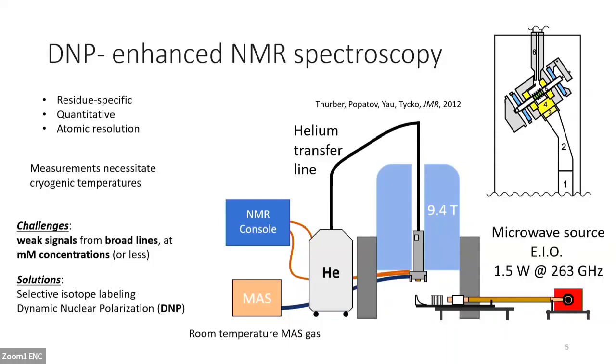So operating at 25 Kelvin offers a couple of big advantages. One advantage is we need less microwave power to achieve efficient DNP, but the really big advantage is that, on top of the enhancement from DNP, we also have a larger Boltzmann polarization, so our signals are very large.